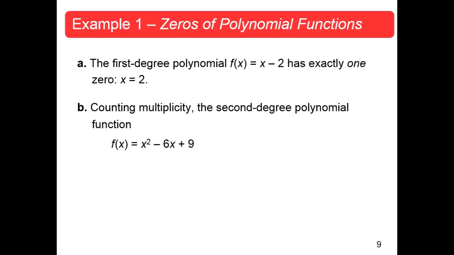Here's the second degree. How many complex zeros, or zeros, could you have? You're going to have exactly 2. What are they? How would you do that?